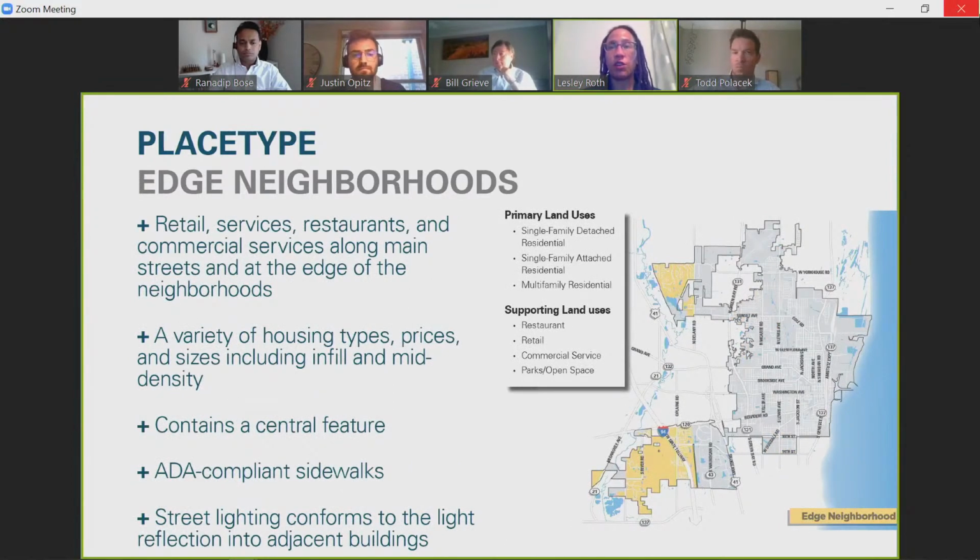The edge neighborhoods are generally on the west side of the city, and while they do have similar primary and supporting land uses, the goals for these areas are a little bit different. The lots are generally bigger than the core neighborhoods. However, the comprehensive plan recommends that these neighborhoods continue to be full service, that they increase residents' quality of life, and that they have some of the same attributes of core neighborhoods, including connected sidewalk systems, gathering spaces, parks, and other amenities, including restaurants and retail.